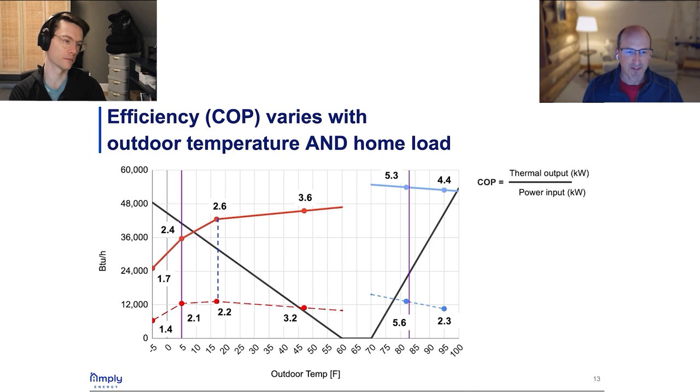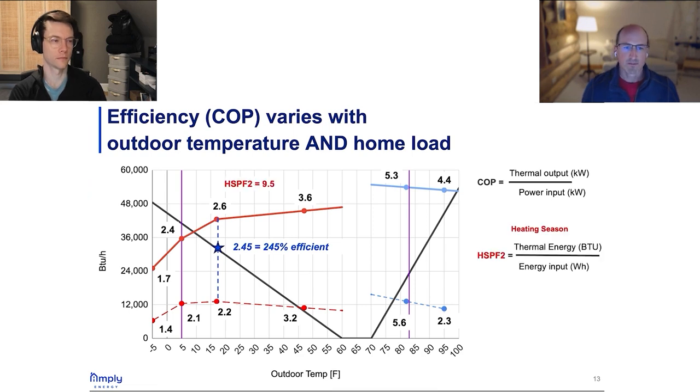So I can draw a line between the min curve and the max curve for the equipment. And I can look at where that line intersects with the home load line. And that can help me figure out what's the actual expected performance for this specific home, for this specific piece of equipment. In this case, it's around a COP of 2.45 or 245% efficient. So that's a bunch of work.